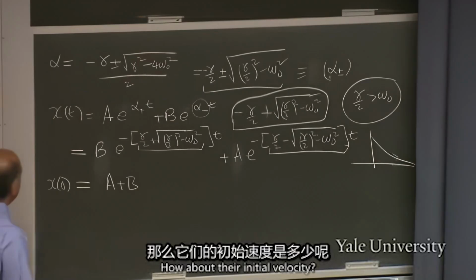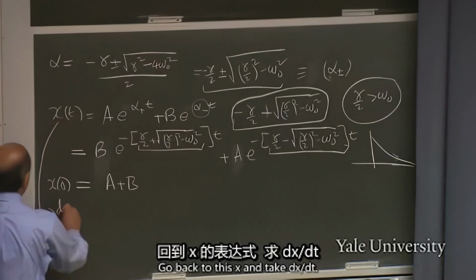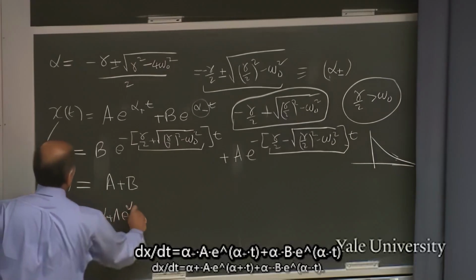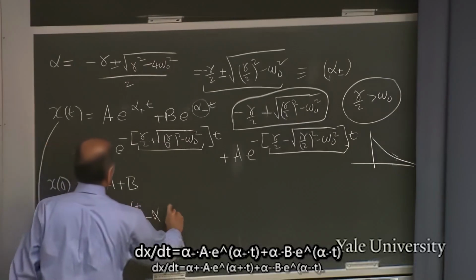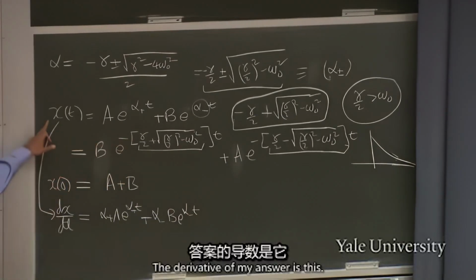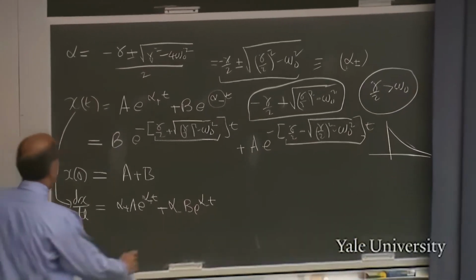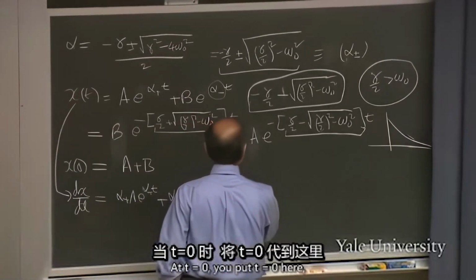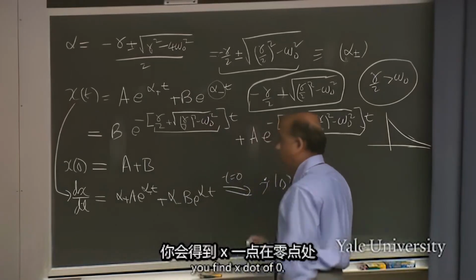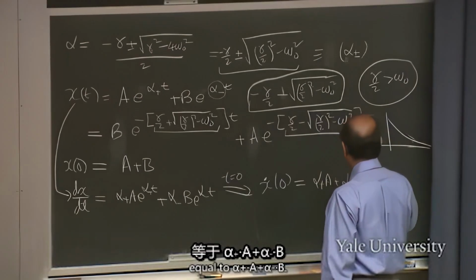How about the initial velocity? Go back to this x and take dx/dt. What do you get? dx/dt is (alpha plus) A e to the (alpha plus) t plus (alpha minus) B e to the (alpha minus) t. The derivative of my answer is this. Evaluate it at t equal to 0. At t equal to 0, you put t equal to 0 here, you find x dot of 0 equal to (alpha plus) A plus (alpha minus) B.